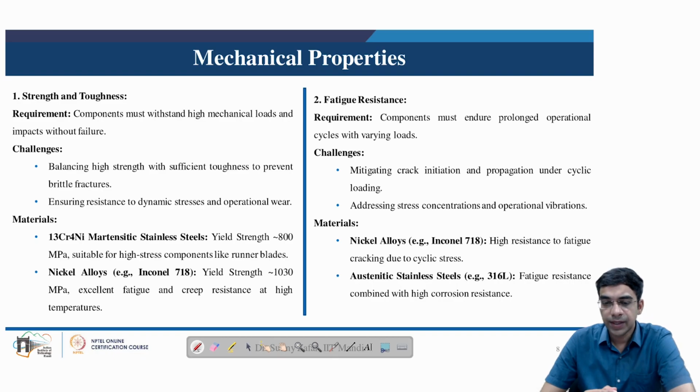hydro turbines. Fatigue resistance is another important criterion, in which the components must endure prolonged operational cycles at varying loads. Challenges include mitigation of crack initiation and propagation under cyclic loading, addressing stress concentration and operational vibrations. In this regard also, austenitic stainless steels like 316L, with fatigue resistance and combined corrosion resistance, are popular materials.